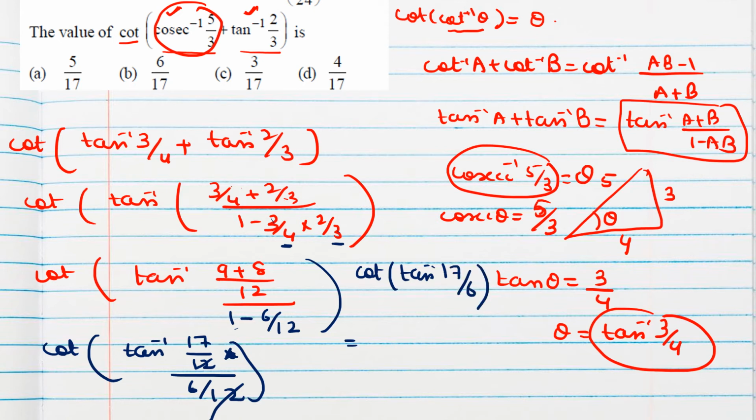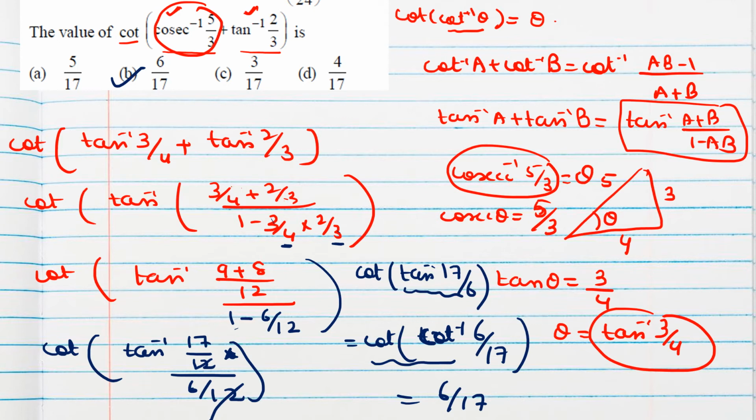Now I will change this using the property. I will take the reciprocal, cot inverse 6 by 17. Now this can be cancelled. The final answer will be 6 by 17, that is option B. Otherwise, if you use the cot formula, sometimes this formula doesn't click in your mind. If you use it, you will not get this step, directly you will get the answer. But if you are using the tan inverse formula, after simplifying it, we need to take the reciprocal property of inverse trigonometry.